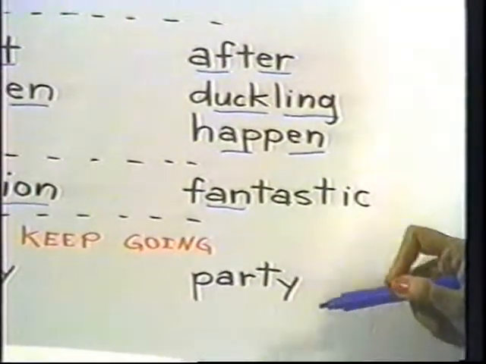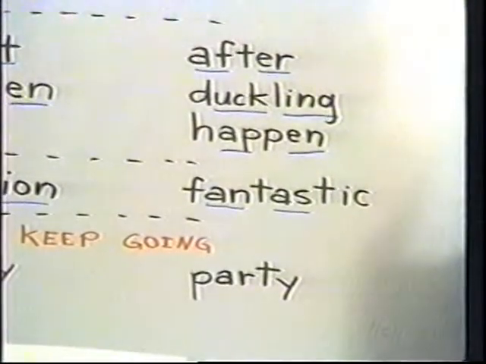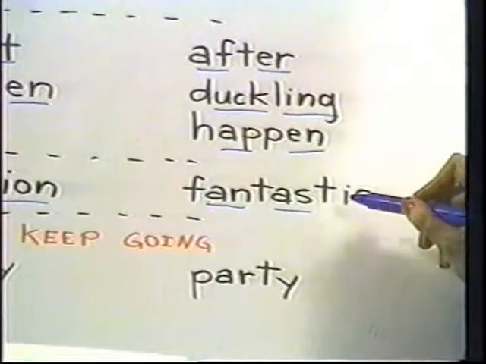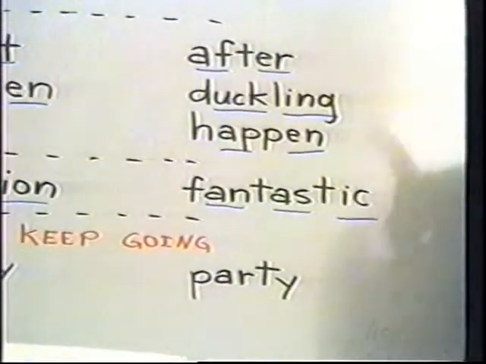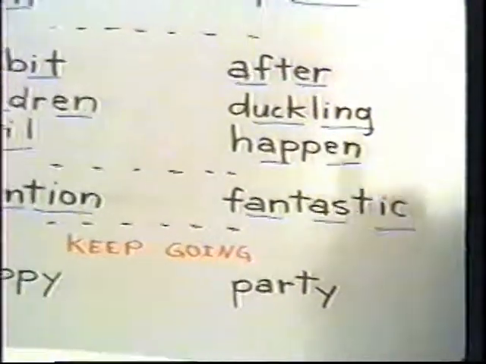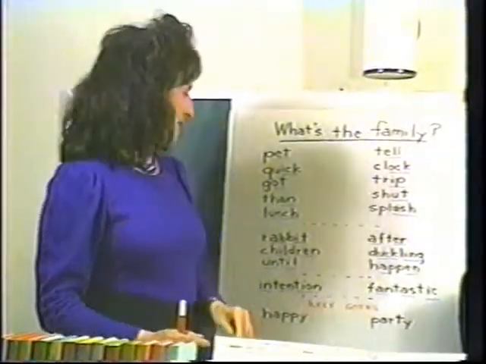An. Add F. Fan. Underline AS. What's the family? Ass. Add T. Task. Go back. Fantas. Underline IC. What's the family? Ick. Add T. Tick. What's the word? Fantastic. Very good. These words are called keep going words, and they're handled this way.